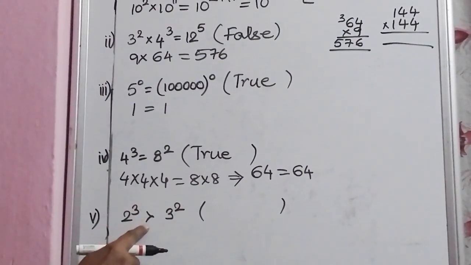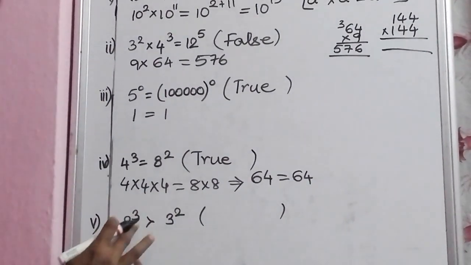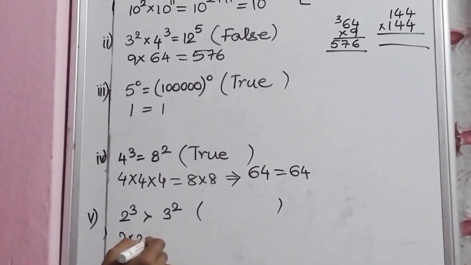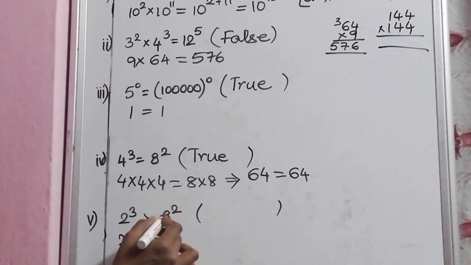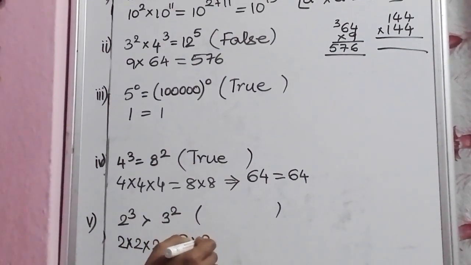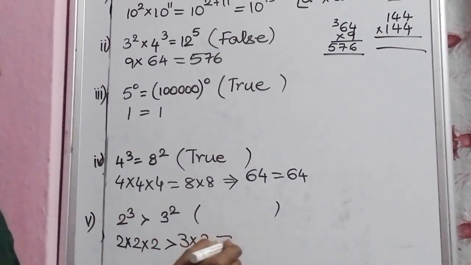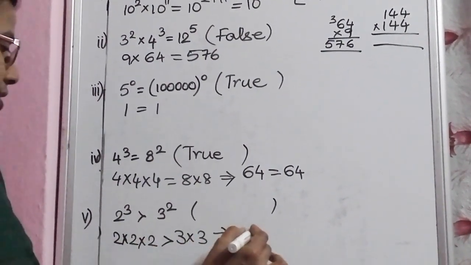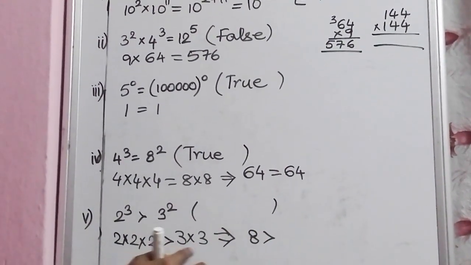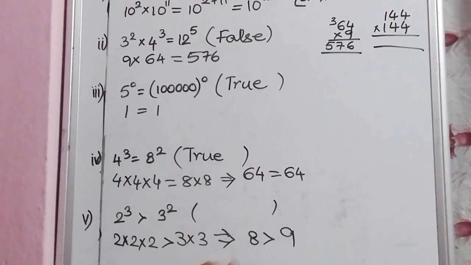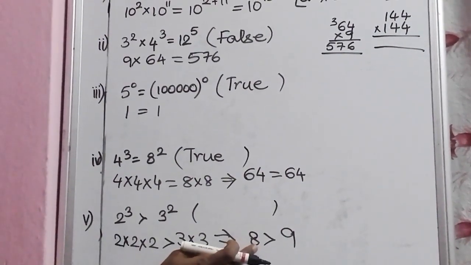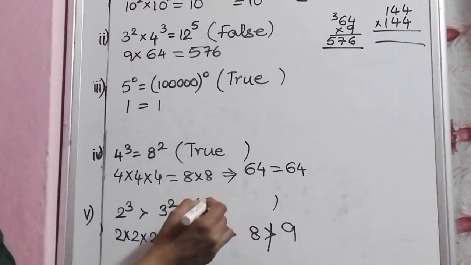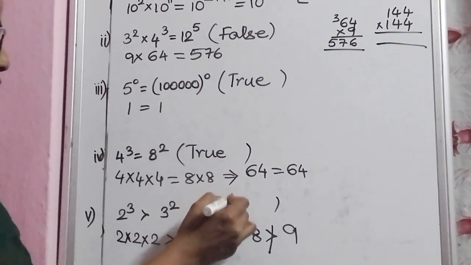Next one. 2 cube is greater than 3 square. 2 cube is 2 into 2 into 2, 3 times we need to take, and 3 square is 3 into 3. So 2 twos are 4, 4 twos are 8. 8 is greater than 3 threes are 9. Is it correct? Is it true? 8 is greater than 9. Is it correct? No. So this is false.